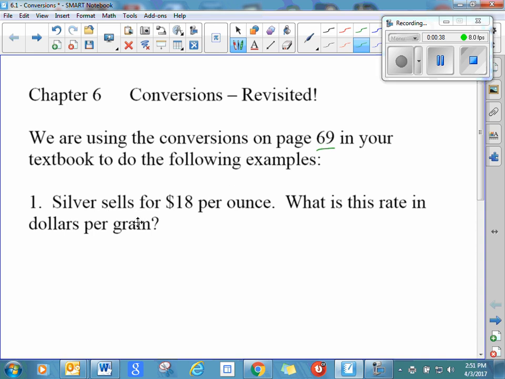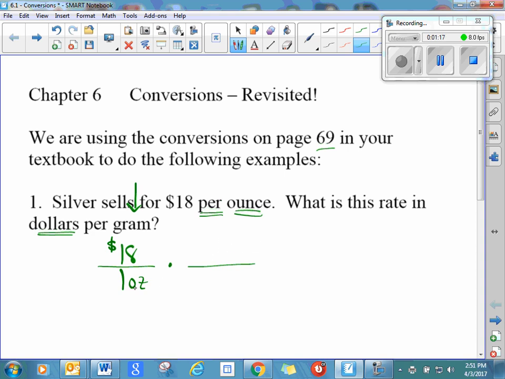So they tell us that silver sells for $18 per ounce. That tells you your denominator is 1. So we have units, $18 to 1 ounce. What is this rate in dollars? Well, we already have dollars, so we don't have to change the dollars, but we need to go from ounces to grams. So we are going to find a conversion factor on page 69 that takes us hopefully directly from ounces to grams. And you'll see that there is an ounce to grams conversion in the very first column.